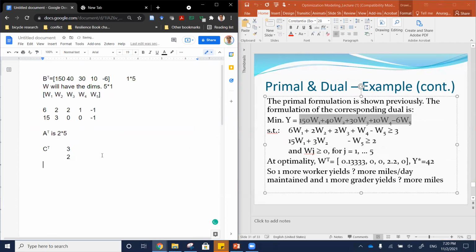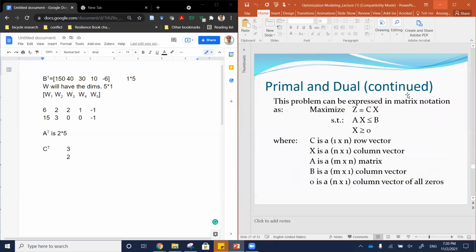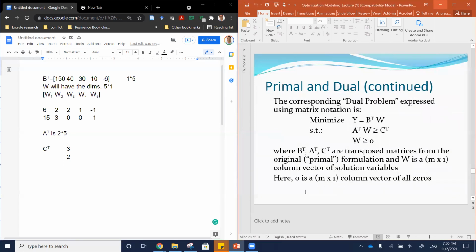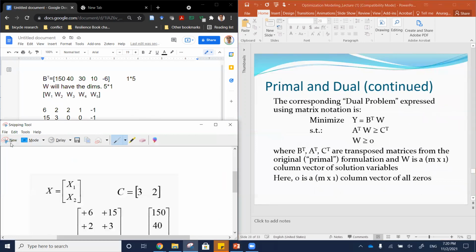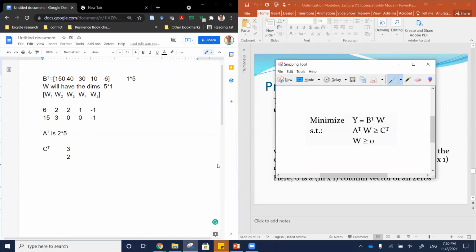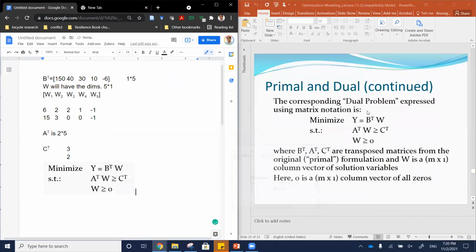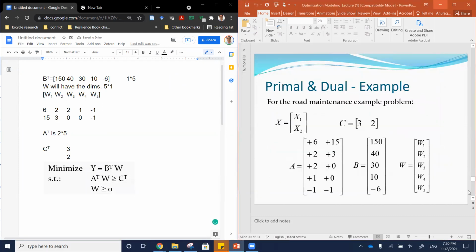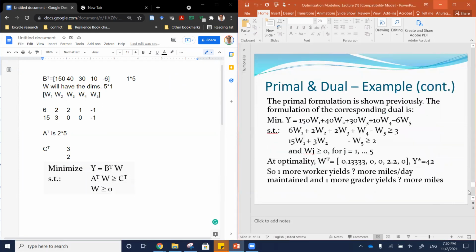So if you want to write that down, the way to get it done is, I'm going to write that down over here, copy paste it. So now let's go back and take a look at, is this what it gives? If I multiply B transpose with W, 150, 40, 30, 10, and -6.